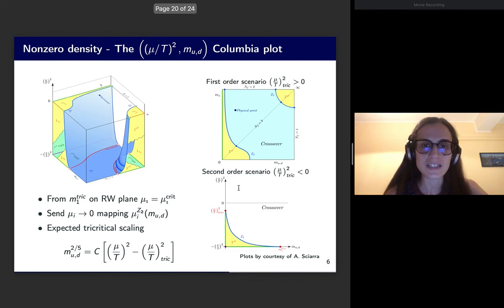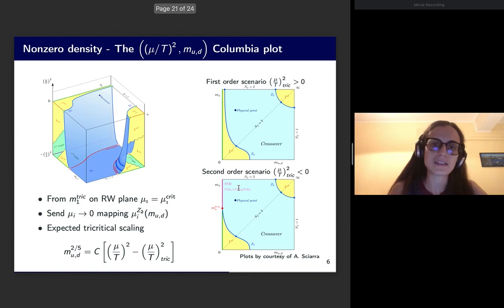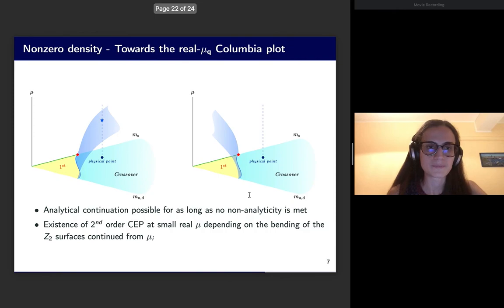This kind of study has been done, and as I said, they are precious because they can provide an answer to this question, whether you have a first or a second order phase transition in the chiral limit of the two flavor theory.